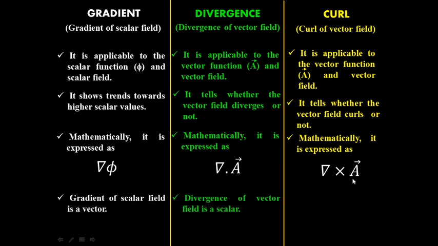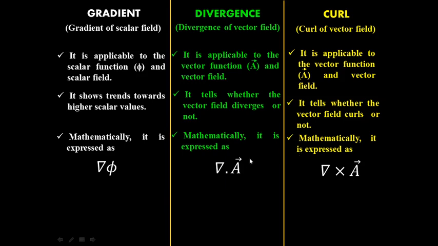So what is the output of gradient? Suppose this is gradient. Del is a vector and phi is a scalar. The product of a vector and a scalar is nothing but a vector. So therefore, the gradient of a scalar field is always a vector.